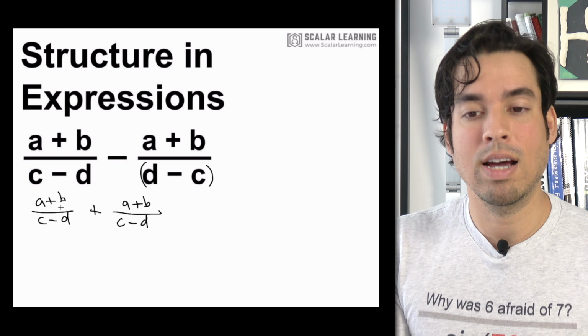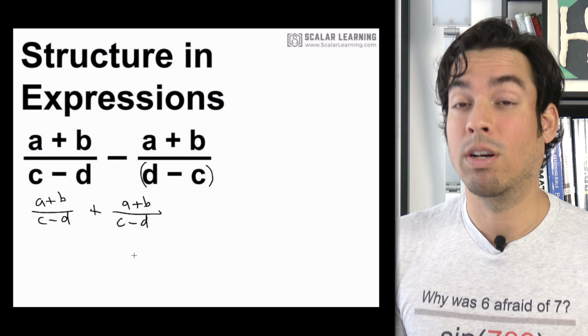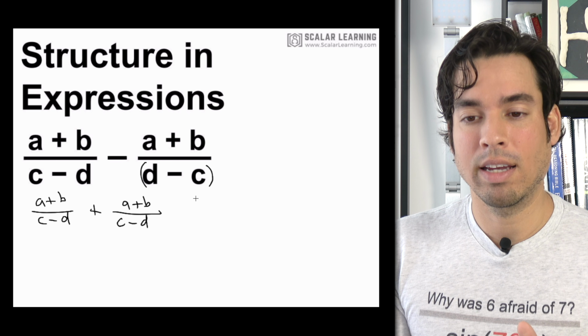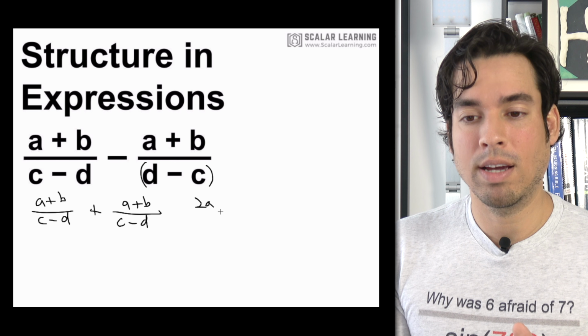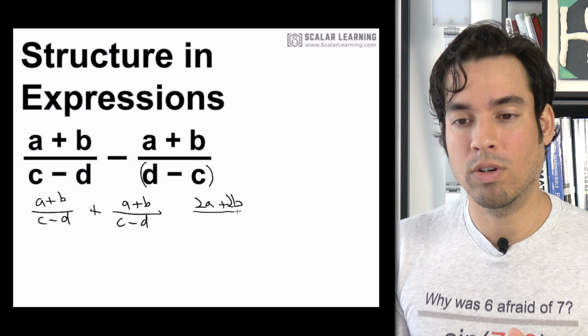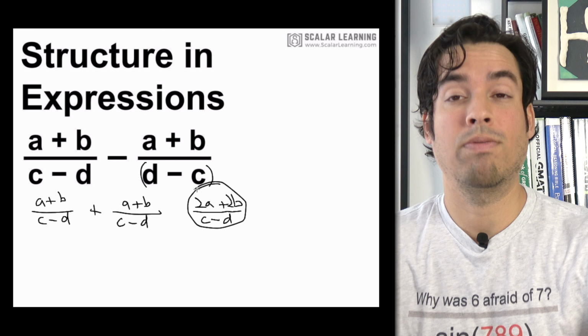Now what's going to happen? Now I've got common denominators, very straightforward, just add the numerators. So if I add a and a, I get 2a. Add b and b, I get 2b over c minus d. And that's it. That's our fully simplified expression.